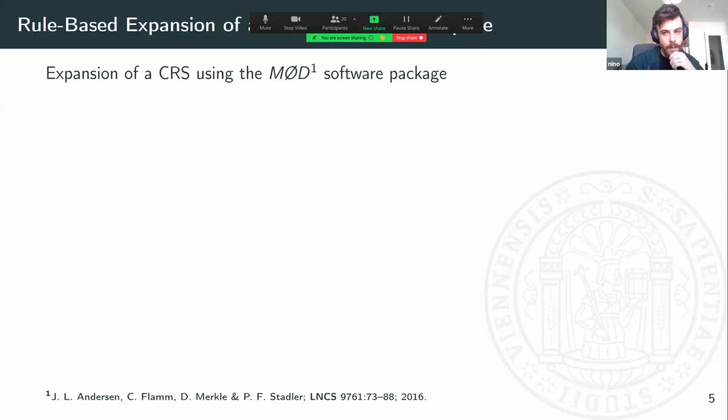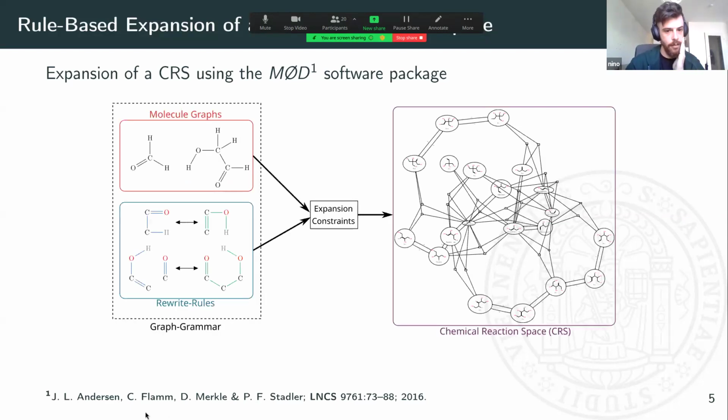So some people in the audience might already be familiar with MØD. I'm not going to go too much into details, but in principle, the main idea of MØD is that you define a so-called graph grammar, where you formalize your molecules as graphs and the reactions as graph rewrite rules. And then you can define a set of initial molecule graphs and a set of rewrite rules that you can then iteratively expand, again given some set constraints, to obtain an overall chemical reaction space.